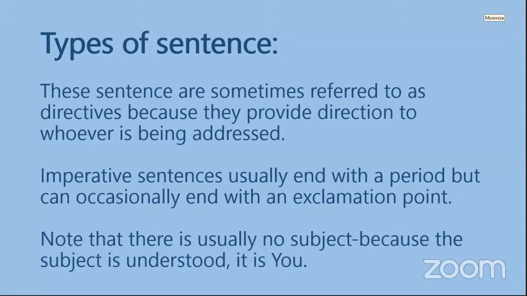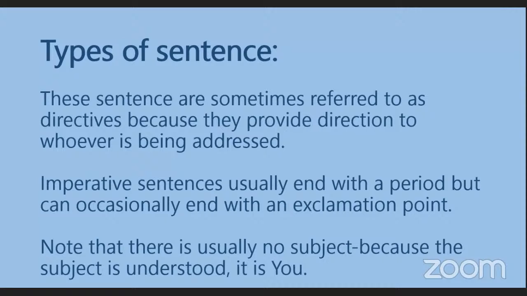Imperative sentences usually end with a period. Last week I told you what we mean by period. Period means full stop. So it has a certain limit, it has a certain end. It usually ends with a full stop, but can occasionally end with an exclamation point. Sometimes it has an exclamation mark. We have seen an example, that is, stop, and after that an exclamation mark. Otherwise, usually it has a period.